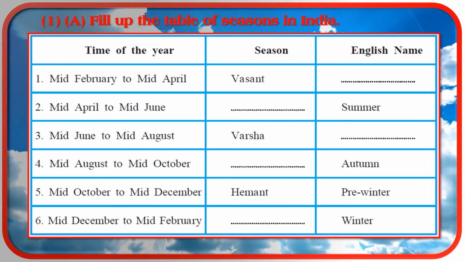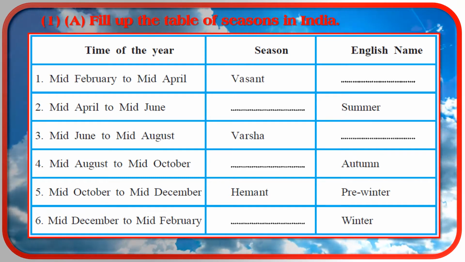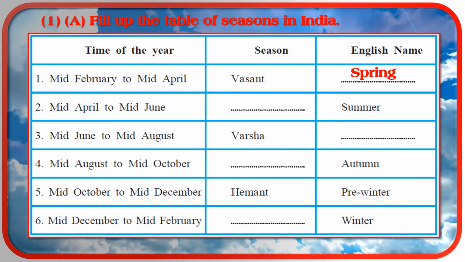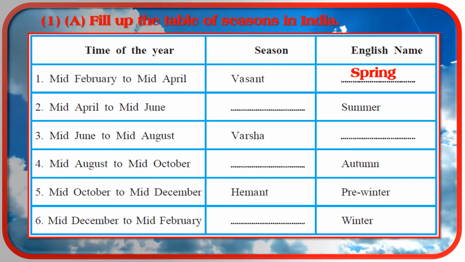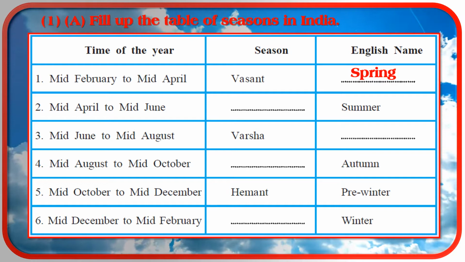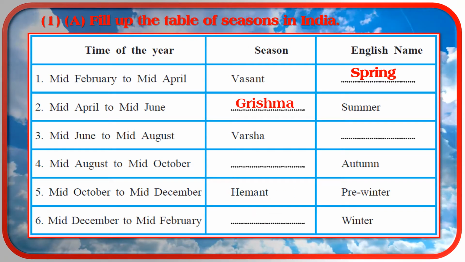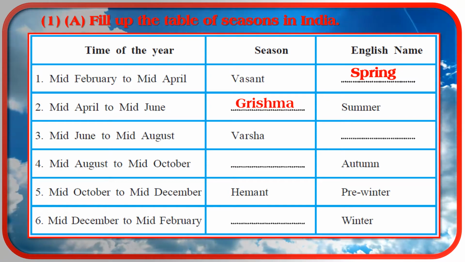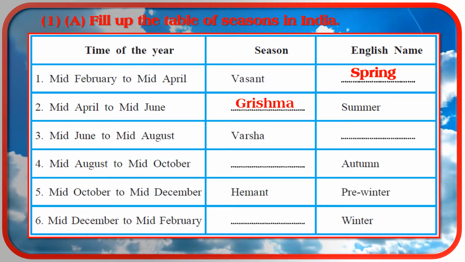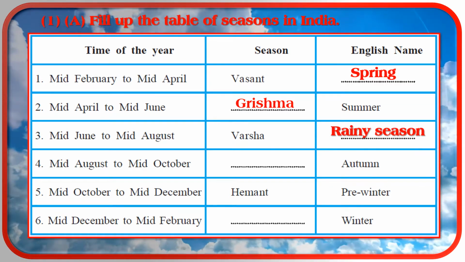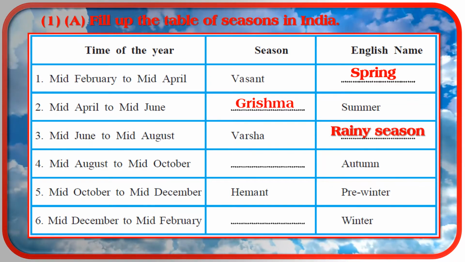Mid February to mid April, season Vasant, so English name is spring. Number 2, mid April to mid June, so we call it in English summer and the season is Grishma. In Marathi, mid June to mid August, it is called Varsha in Marathi and the English name is rainy season.